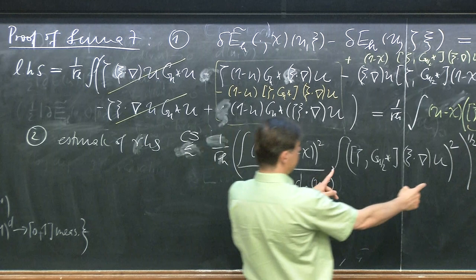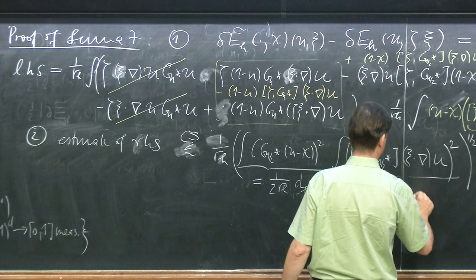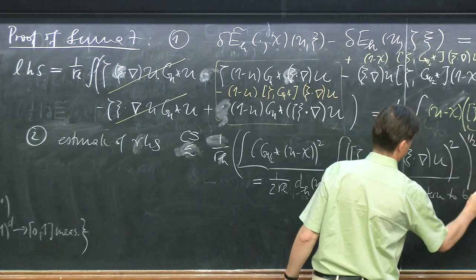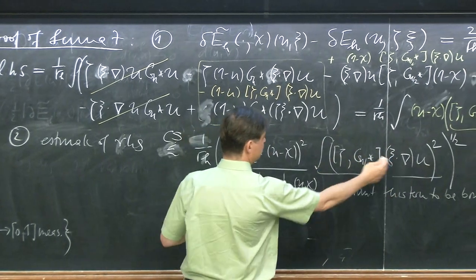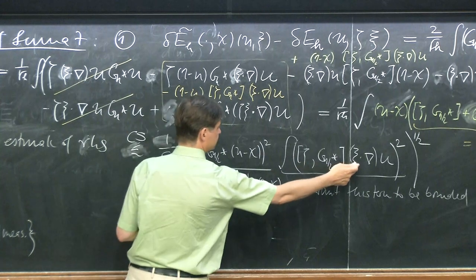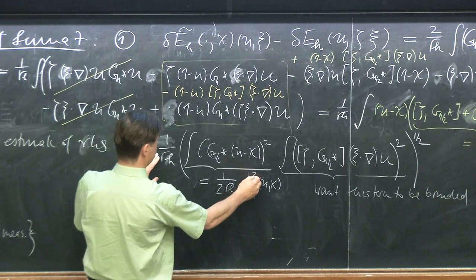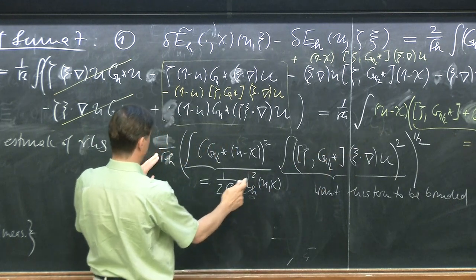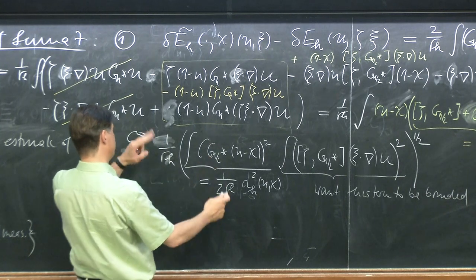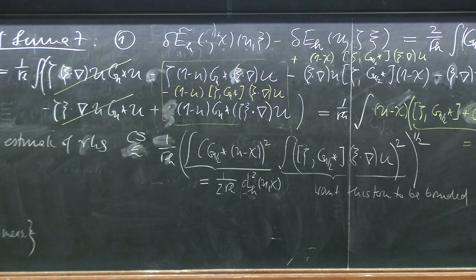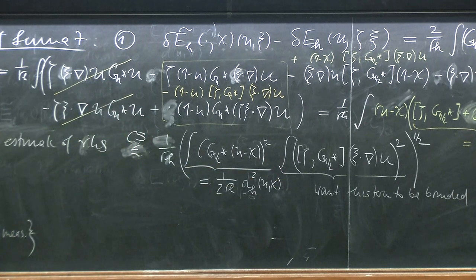And now all we need is that this term is bounded. Because if this term is bounded, controlled by some derivatives of the cutoff function and the test vector field, then I get the right powers of h here. This is a square, I'm taking the square root, so I get the metric to the power 1, and I get 1 over h to the 3/4, which I can write as h to the 1/4 times 1 over h, which is exactly the right-hand side. So the only thing is to convince ourselves that this term is bounded.